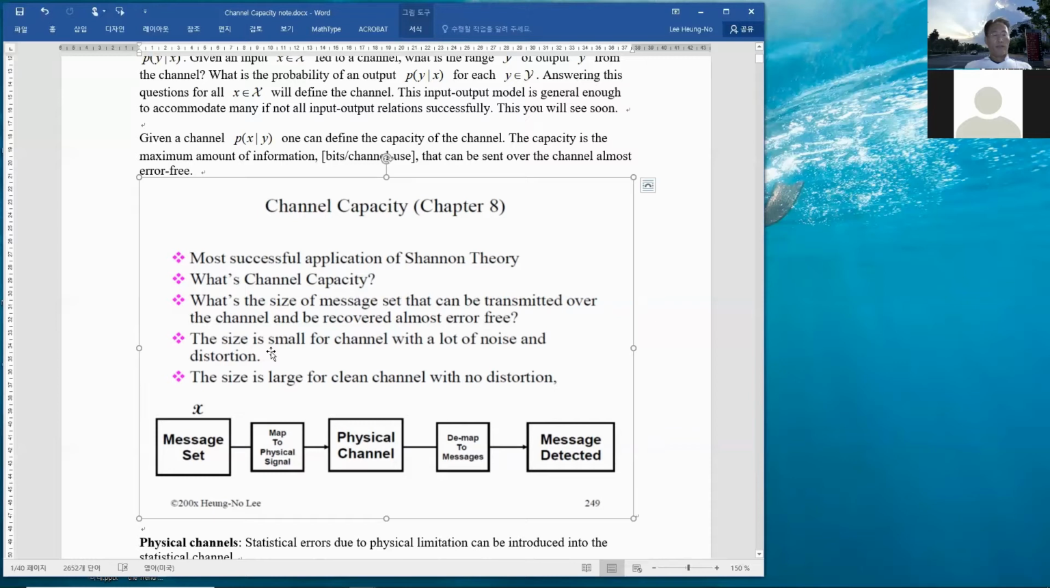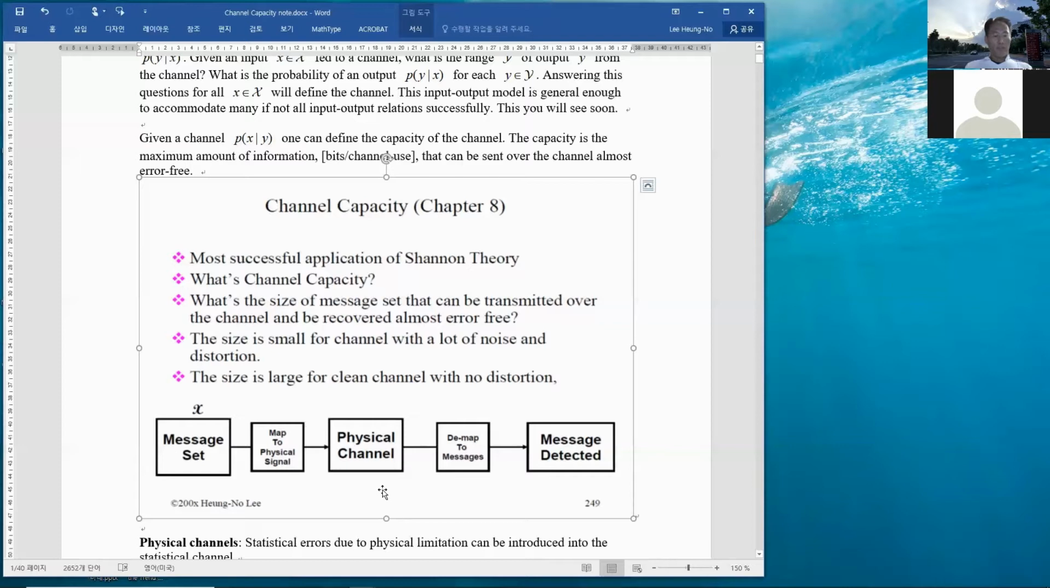The size is small for a channel with loss, noise and distortion. The size will be larger for a clean channel with no distortion. So these two statements basically tell you what the channel capacity could be. I mean, this gives you a qualitative statement: more noise, smaller capacity. Less noise, larger capacity. So basically, this block diagram tells you the channel configuration.